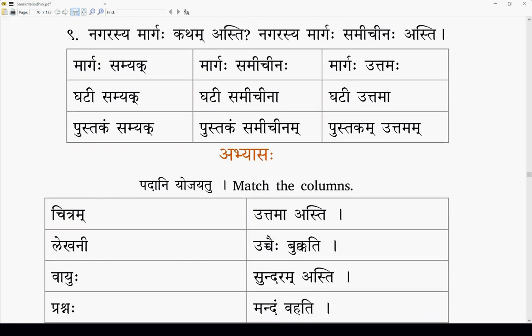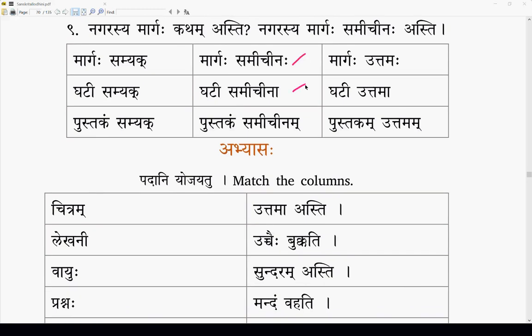Here we have seen a few examples: samichinaha, samichinam. Because samichina is a visheshanam, not avyayam, it changes the lingam, vachanam, vibhakti as per the vishesha padam. Similarly, uttamam is a visheshana padam. But samyak is an avyaya padam, meaning nice. It can be used as a visheshanam as well as a kriya visheshanam. In these examples here, it is used as a visheshanam.